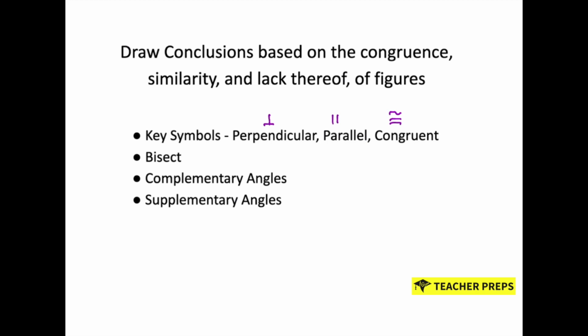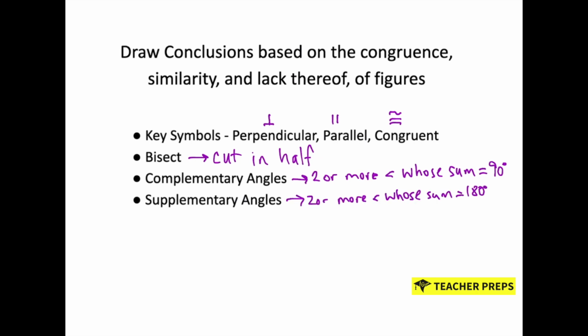One term that helps us draw conclusions is the word bisect. To bisect something means that you're cutting it in half. Next, we have complementary angles. Complementary angles are two or more angles whose sum is 90 degrees. And then finally, we have supplementary angles. Supplementary angles are two or more angles whose sum is 180 degrees.